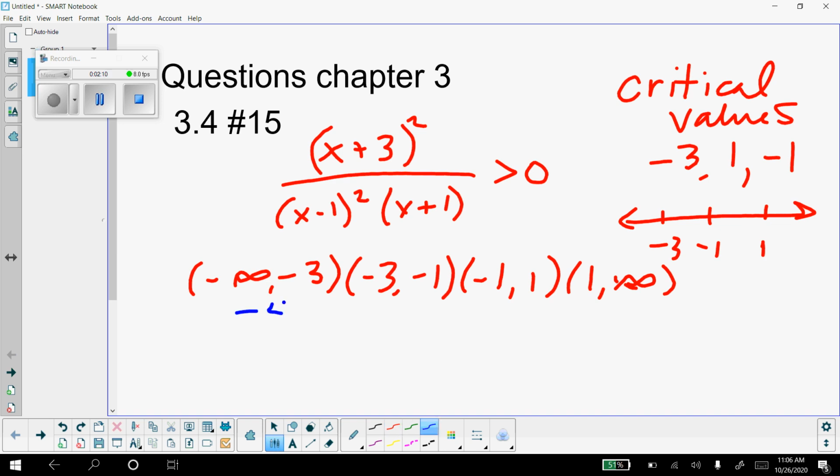So maybe a -4 in here. -2, 0 would be an obvious choice there. I don't know. Do you like those test values? Okay. So now I'll just plug them in.